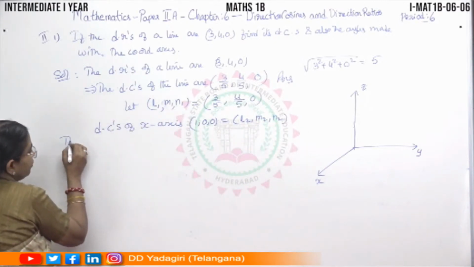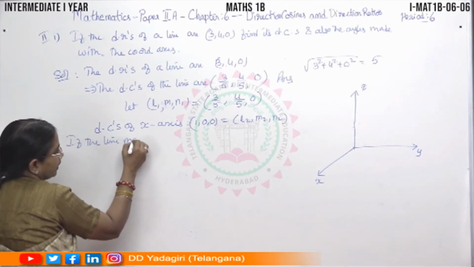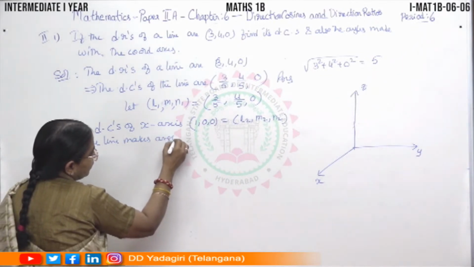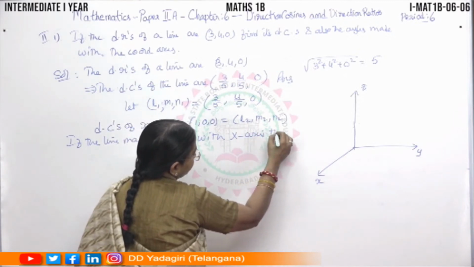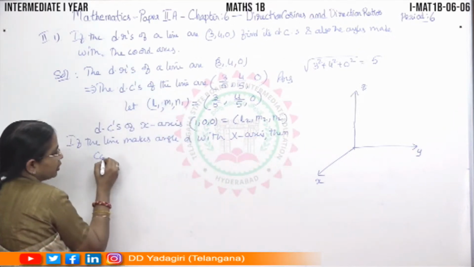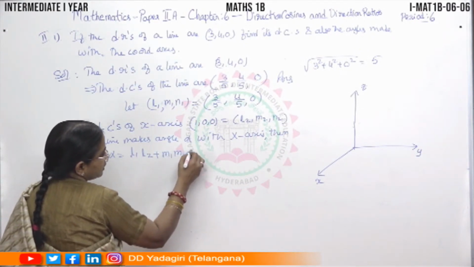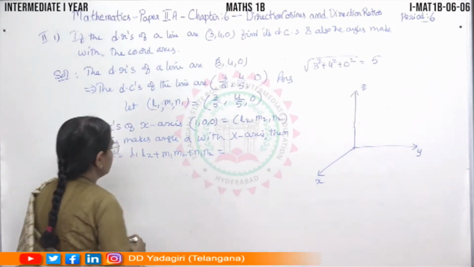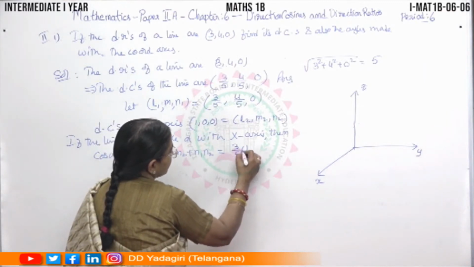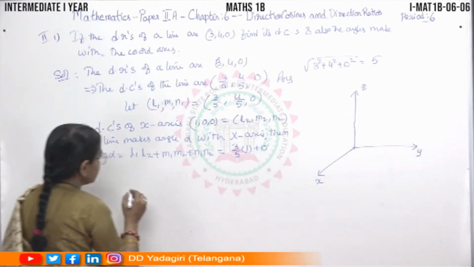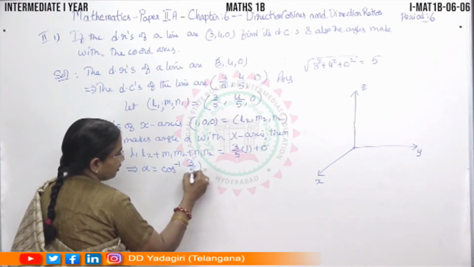Now, if the line makes angle alpha with x-axis, then cos alpha is equal to L1 L2 plus M1 M2 plus N1 N2. These are the direction cosines, so you will use this formula. So it is 3 by 5 into 1. Rest are all zeros. So it is just 3 by 5. That means alpha is equal to cos inverse of 3 by 5.